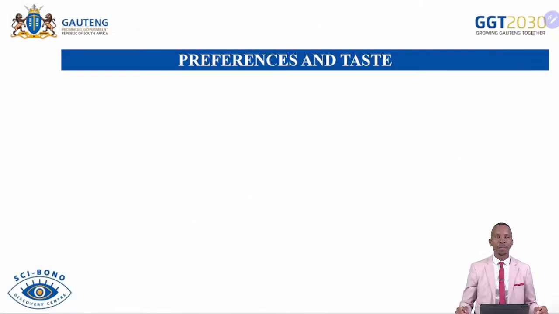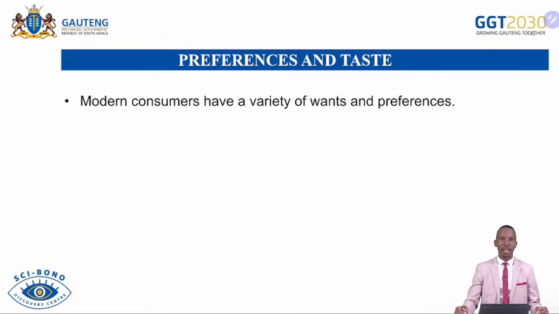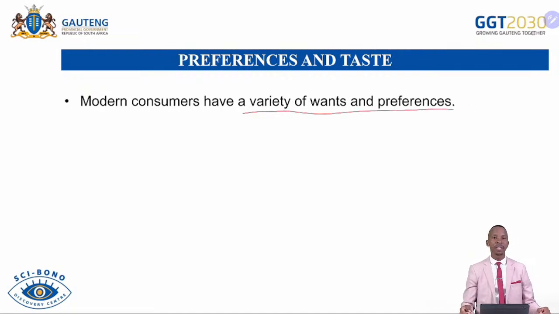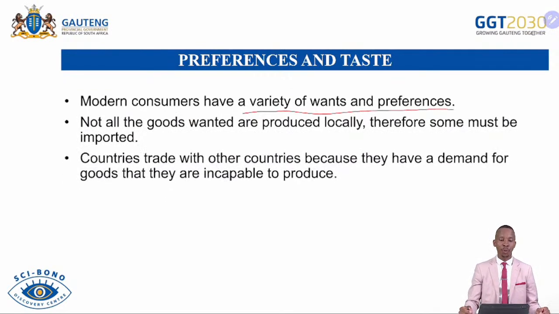Preferences and taste. We know that we differ in taste. So we prefer different things. As we prefer different goods and services, some of those goods might not be produced locally. They might be produced abroad. So we are pushed to demand goods from foreign countries. So we know modern consumers have a variety of needs and wants, as well as preferences. Not all goods wanted are produced locally, therefore some must be imported. That is to demand goods that are produced abroad.